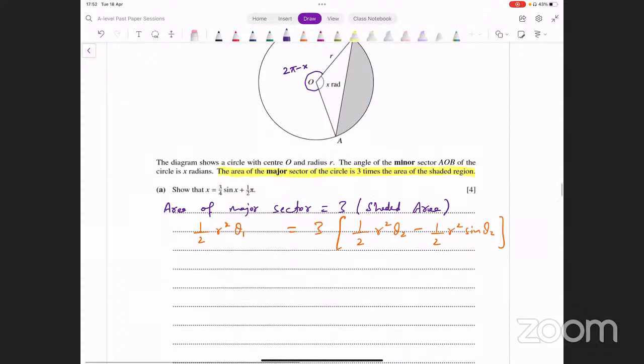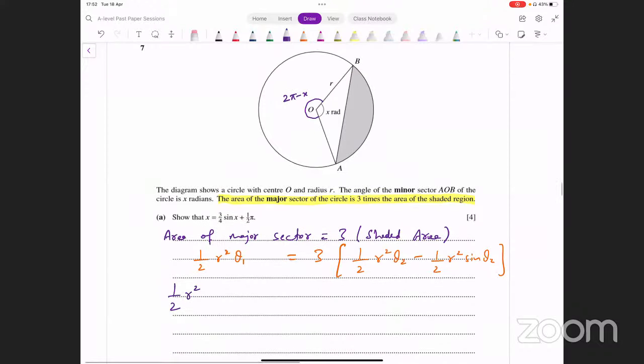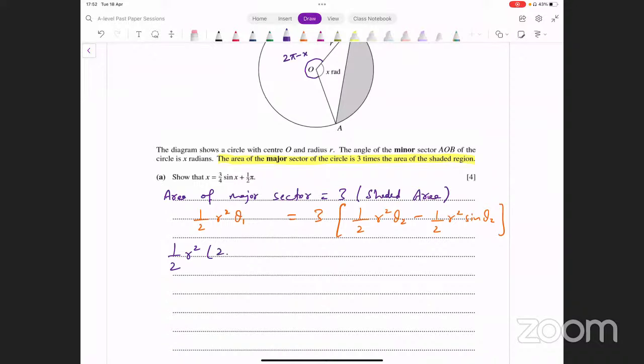Now we just have to input values here. Radius हमें पता है क्या? Radius हमें नहीं पता, तो वो कैंसिल हो जाएगा in any case. Half r square theta 1. Theta 1 is the bigger angle. That's 2 pi minus x. On the right side, we have 3 into 1 over 2 into r square. This आप r square अगर common ले लें बाहर, 3r square हो जाएगा. You can take 2 common outside as well. That leaves you with 3 over 2 here. Then what are we left with?